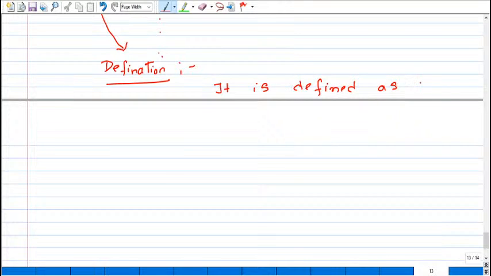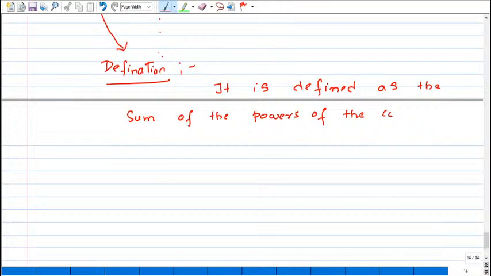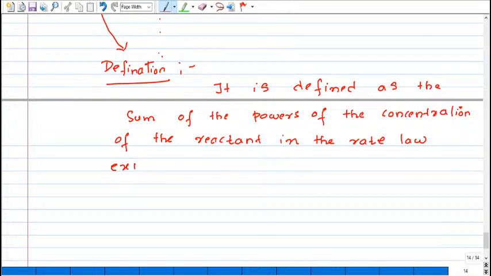It is defined as the sum of the powers of the concentration of the reactant in the rate law expression is 0. In the rate law expression is 0.